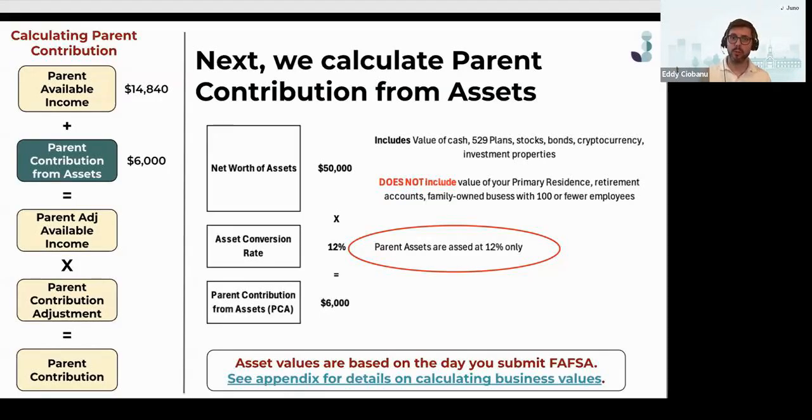Now, once you have those assets, you've added those up. One thing I'll mention here, because this was a change from last year to this year, any family-owned businesses with 100 or fewer employees are also not included as an asset. Once you have that total net worth of your assets, then you multiply that by 12%. And so parent assets are only assessed at 12%, which will give us now the $6,000 parent contribution from assets.